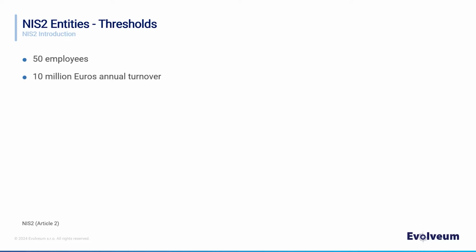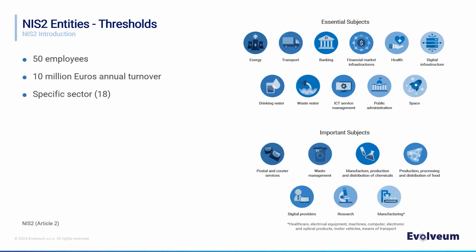And there are some thresholds to find out if an entity is also a NIS2 subject. If an entity has more than 50 employees and an annual turnover of more than 10 million euros, and this entity is in one of these 18 sectors, then this entity is at least an important subject.